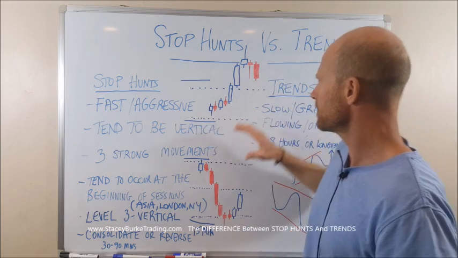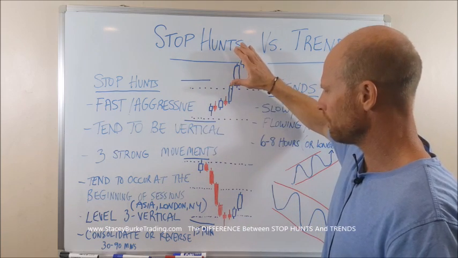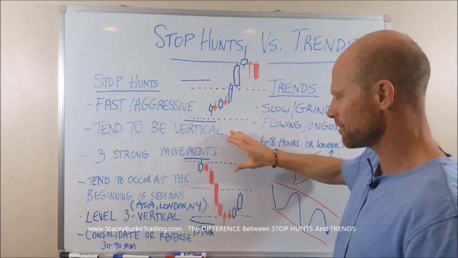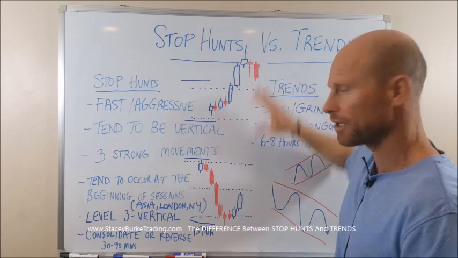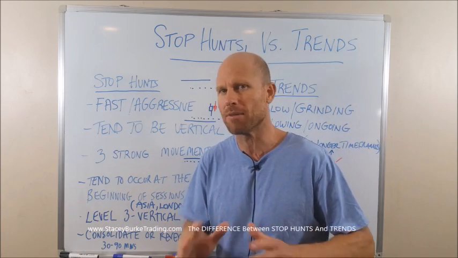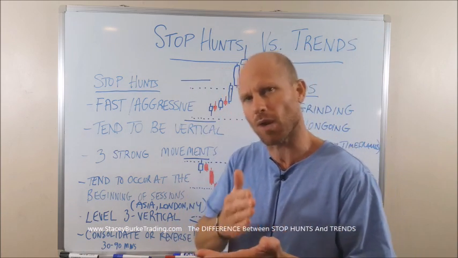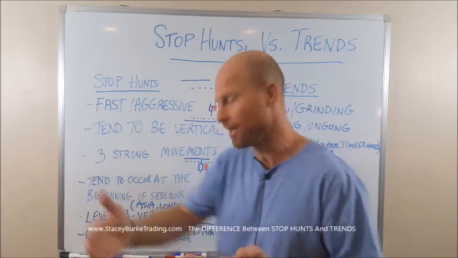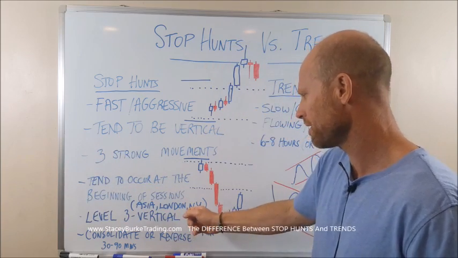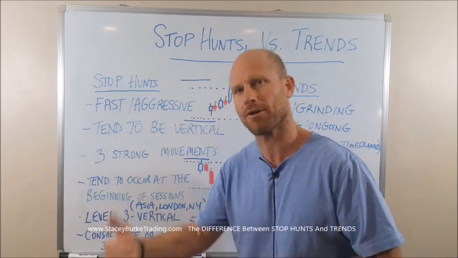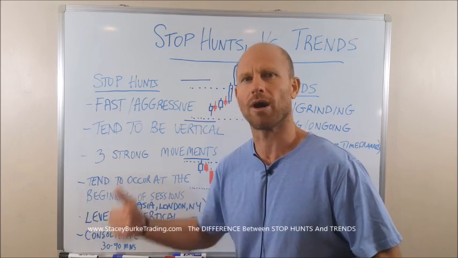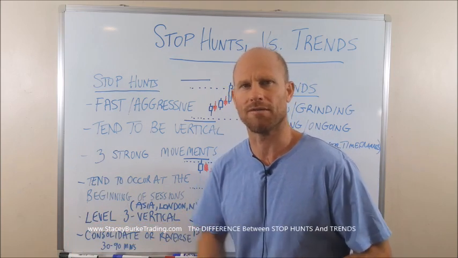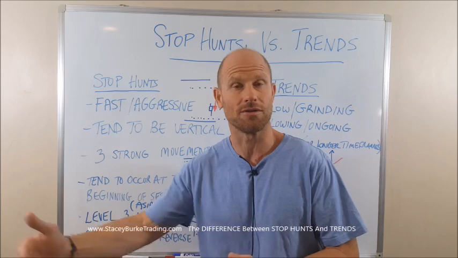Whereas with the trends, once that stop hunt occurs, we can sometimes see it reverse just as aggressively, or we will see the market consolidate for 30 to 90 minutes roughly, and that will often coincide with the beginning of the New York session. We'll see another stop hunt occur, and then the market will grind and trend for the duration of that session into the London close or into the New York close.